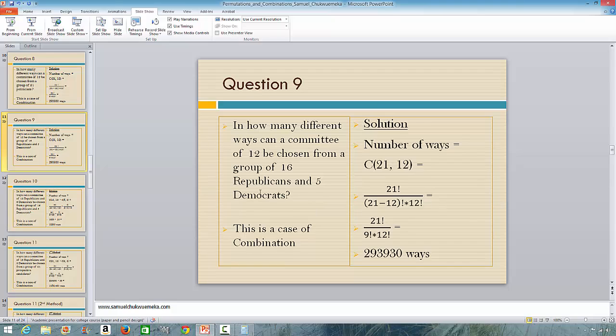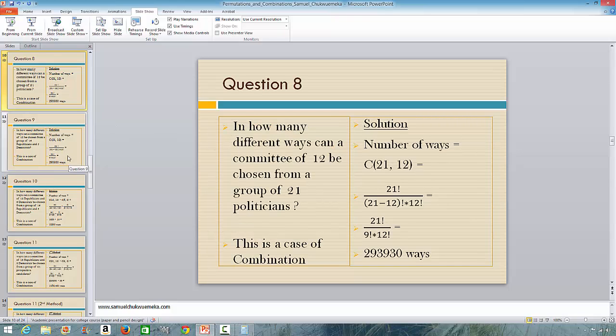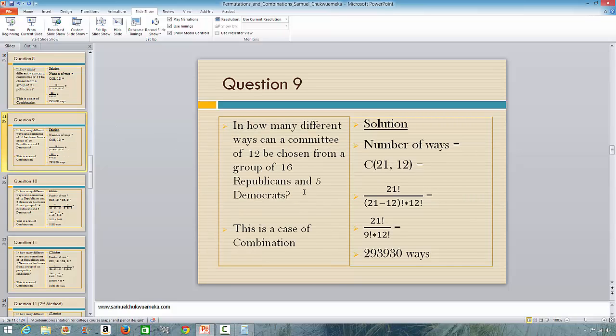If they had asked us that, then it would be permutation. But they didn't specify or list any order. So it could be anybody, provided it's a committee of 12 people. Now, this is still 21 choose 12. All you need to do is add up the people. This is like saying a committee of 12 from 21 politicians. It's still a case of combination, 21 choose 12, which gives us the same answer as in question 8.